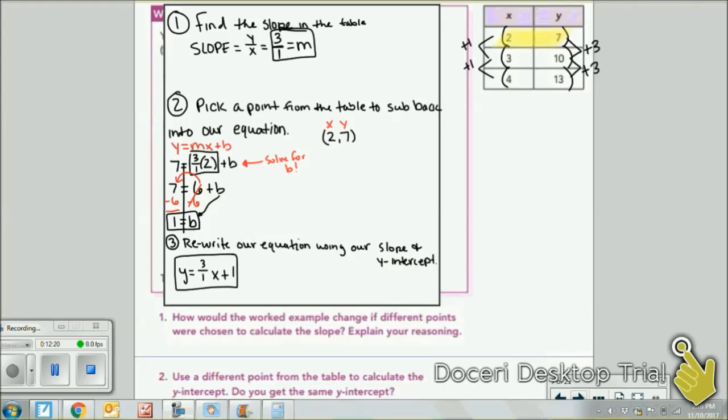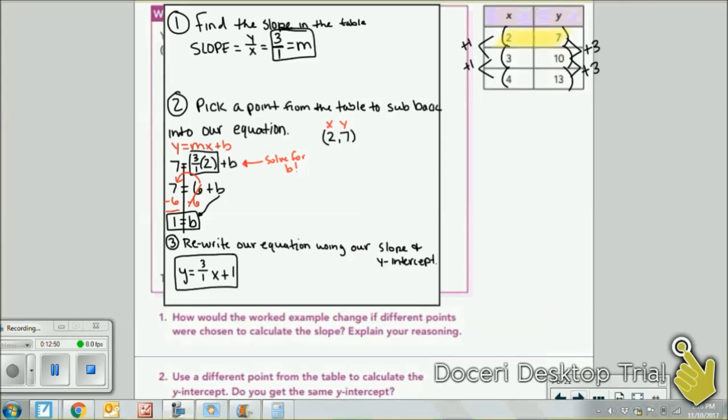Number 2 says use a different point from the table to calculate the y-intercept. Did we get the same y-intercept? Okay, so let's do this. Remember, before our point was 2, 7, so we're just going to use a different point. We can use the same slope, so we're going to skip step 1 and go straight to step 2. I have room over here to the right underneath my table, so this is where I'm going to put my information. If you want to write it down below here, you can, or if you just want to write it where I do, that's totally fine too.